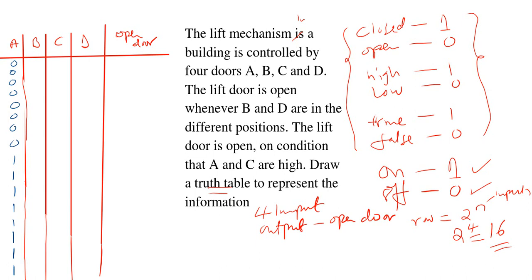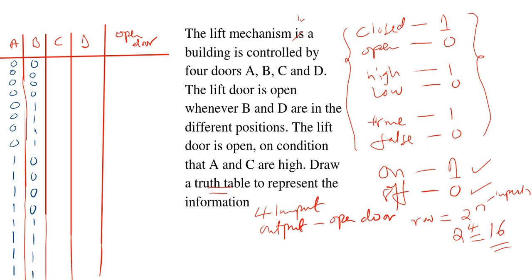Then when you go to B, you alternate 4 zeros, 4 ones, 4 zeros, 4 ones, reducing the groups by half as you go toward D. So we have 1 2 3 4, 1 2 3 4, 1 2 3 4, 1 2 3 4.